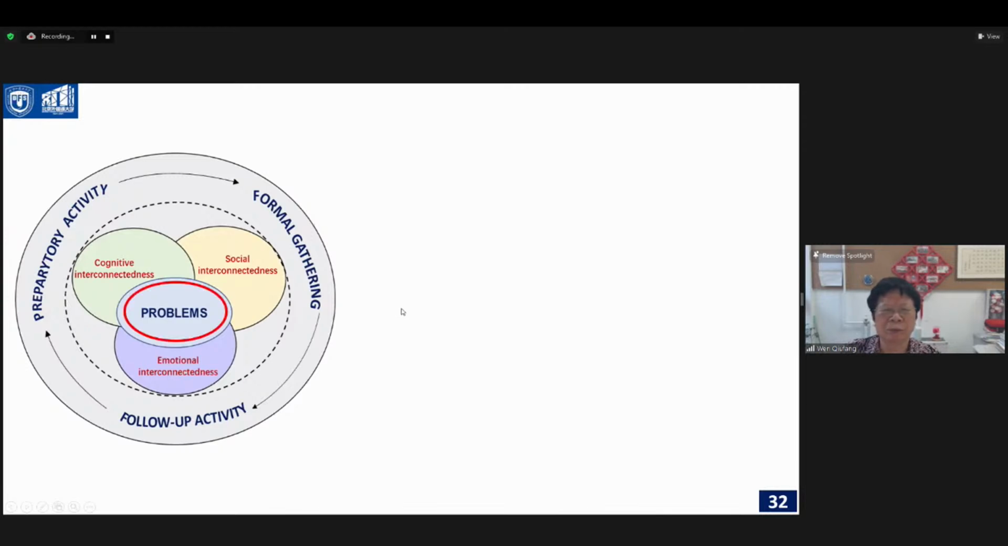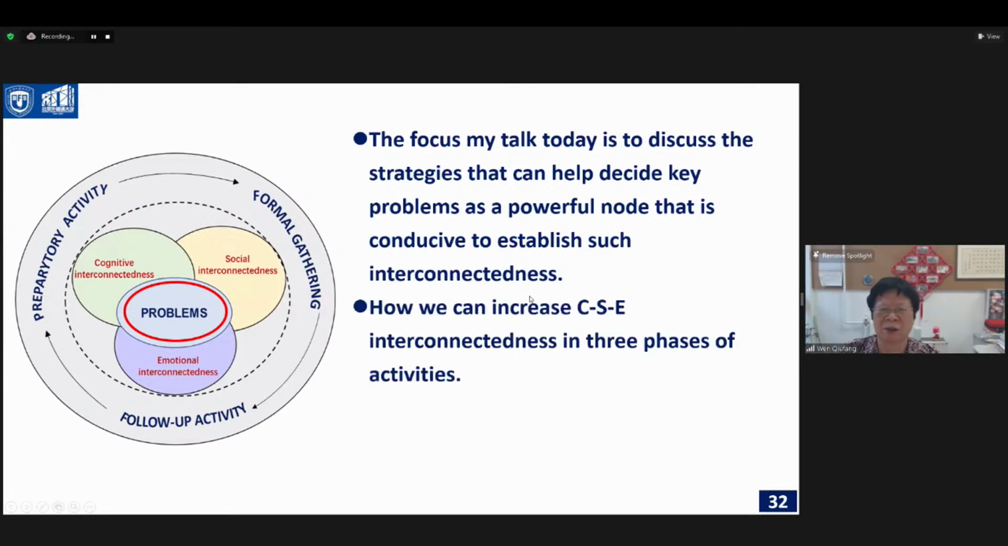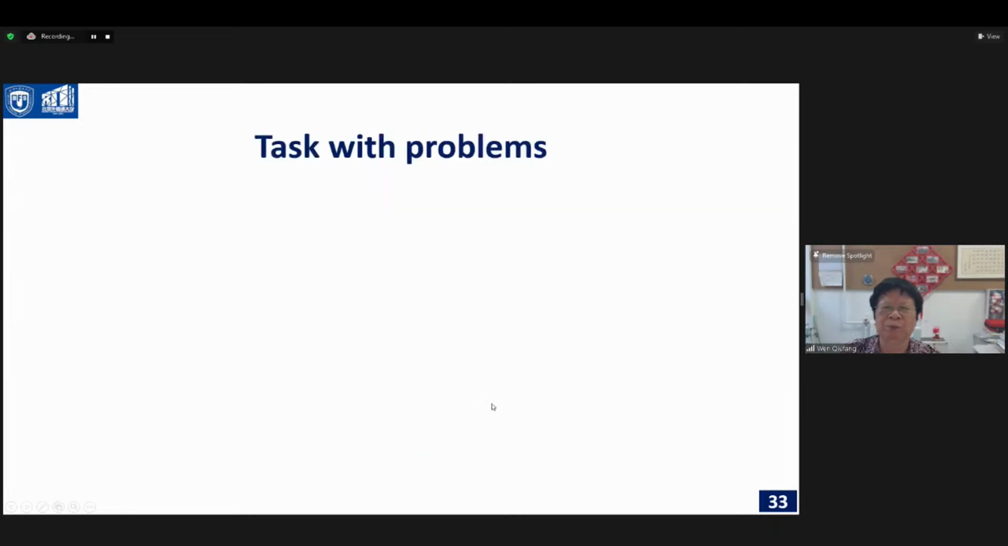So the focus of my talk today is to discuss the strategies that can help decide key problems as a powerful node that is conducive to establishing such interconnectedness. Now, how can we increase CSE interconnectedness in three phases of activities? I would like to give you an example: the activities in July 2022, which just happened last month.